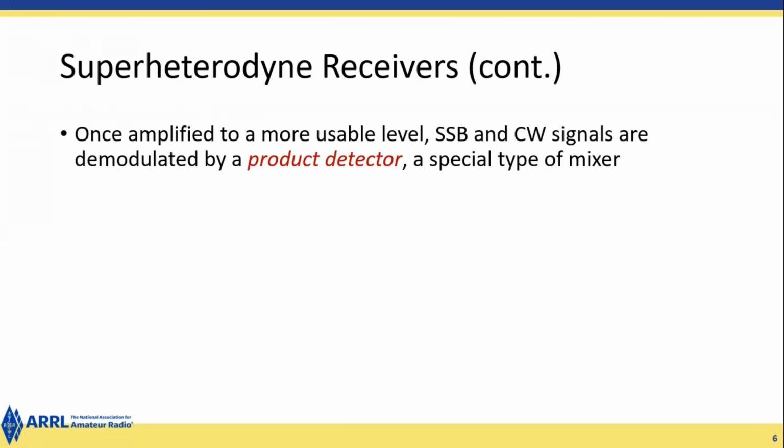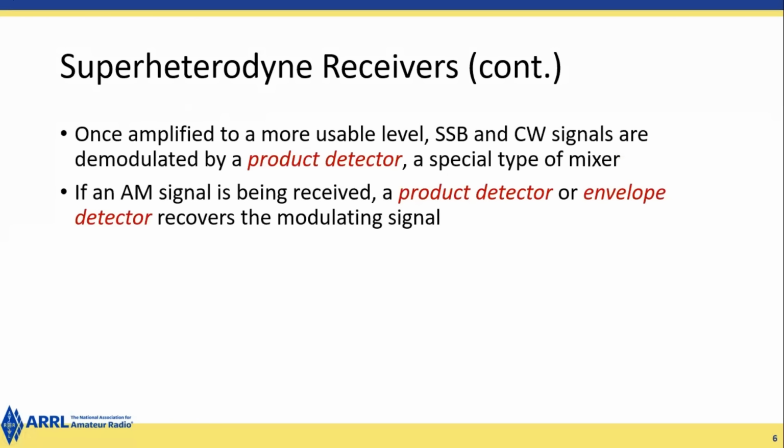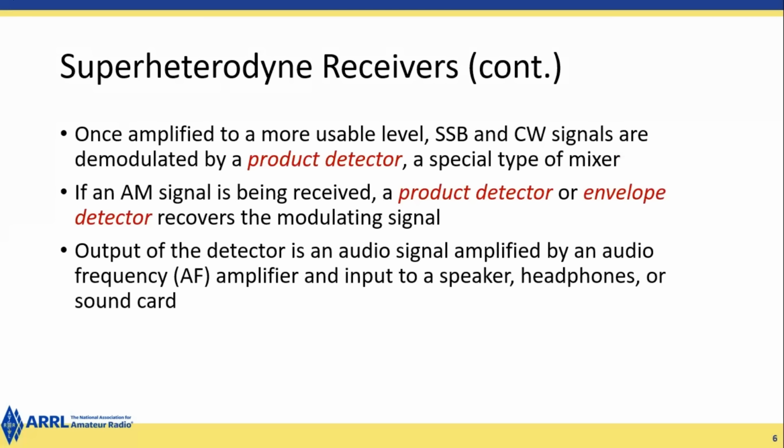Once amplified to a more usable level, single sideband and CW signals are demodulated by a product detector. It's a special type of mixer. If an AM signal is being received, a product detector or envelope detector recovers the modulating signal. Output of the detector is an audio signal amplified by the audio frequency amplifier and input to a speaker, headphones, or sound card.